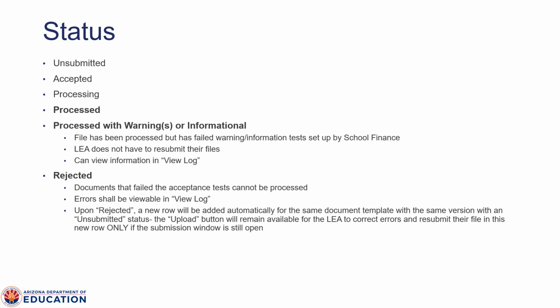A status of processed with warnings or informational indicates that the document failed warning or informational tests set up by school finance. These warnings can be viewed in the View Log button on the submission homepage, but you do not need to resubmit the file. A status of rejected indicates that the document failed the acceptance test. These errors can also be viewed in the View Log button on the submission homepage, which will help you fix the issues with the document.